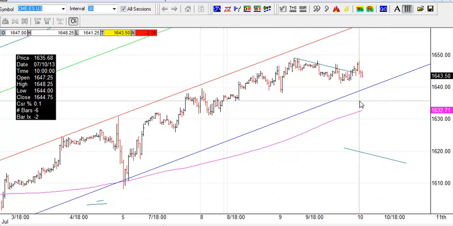So anyway, that's what we're looking at, and that's to give you some quick insight on how the Andrews techniques are applied on the S&P intraday. All right, so draw your lines.